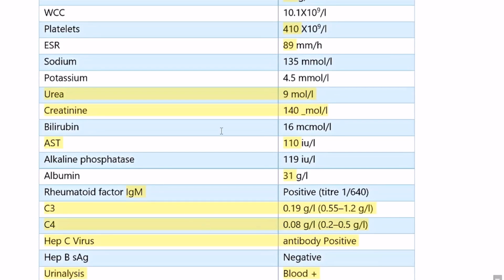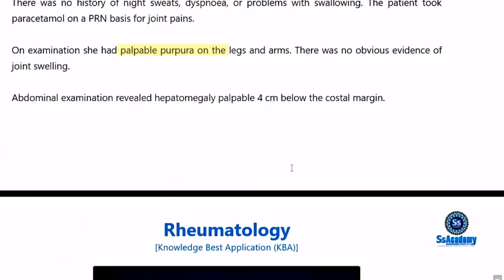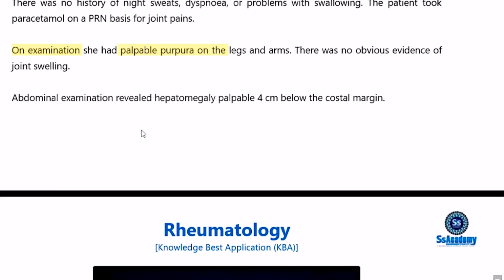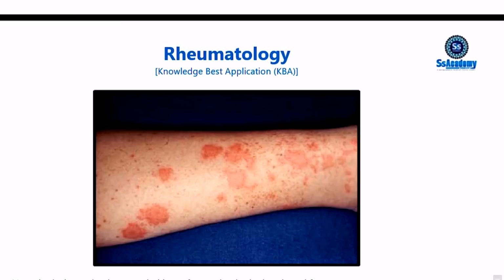So yes, my dear, immediately after the fifth step, we will focus on the examination part. The sixth step, the examination part. The sheer palpable purpura is, once again, there. There is no obvious evidence of joint swelling. Abdominal examination revealed hepatomegaly, palpable 4 cm below the costal margin. We already learned that hepatosplenomegaly can be a feature of cryoglobulinemia.